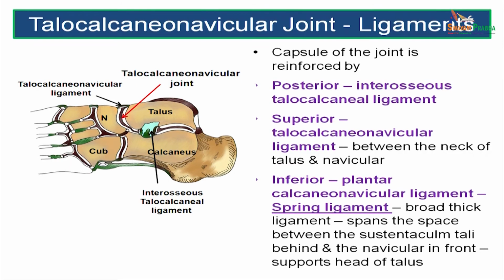The capsule of the talo-calcaneonavicular joint is reinforced by the posterior interosseous talocalcaneal ligament, superiorly by the talo-calcaneonavicular ligament, and inferiorly by the spring ligament, also called the plantar calcaneonavicular ligament.